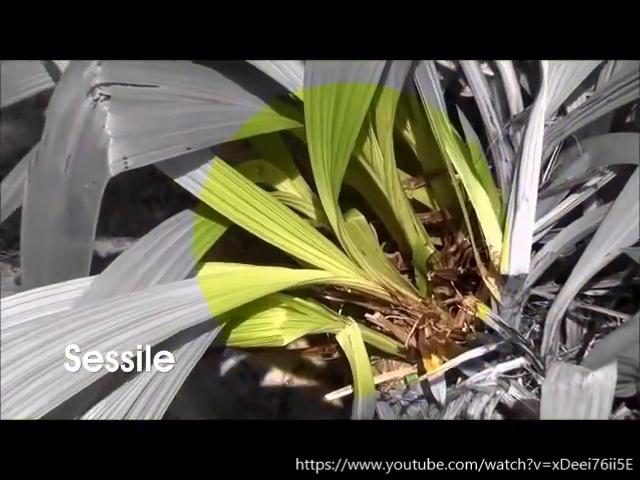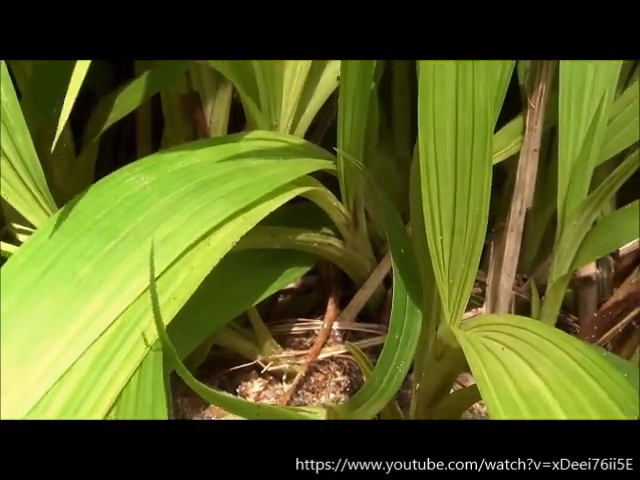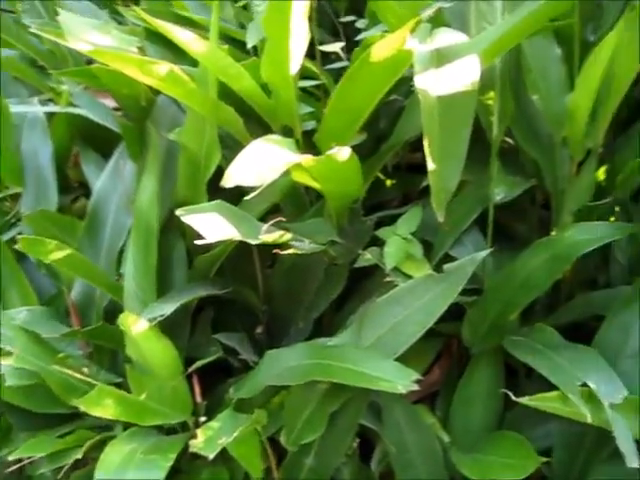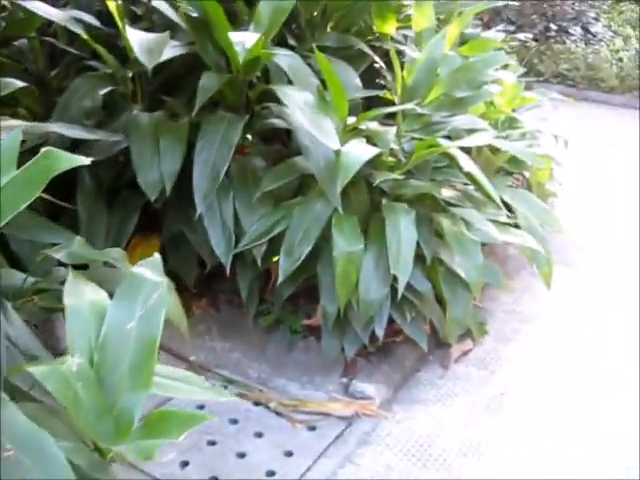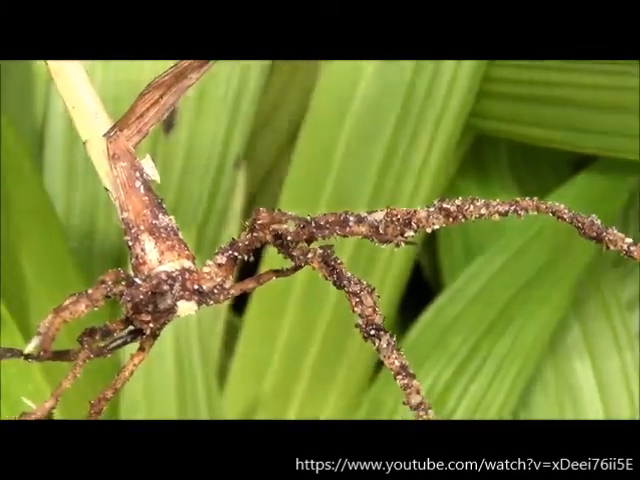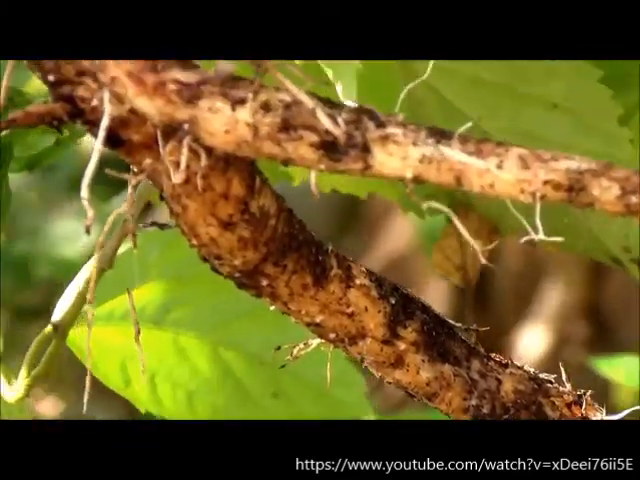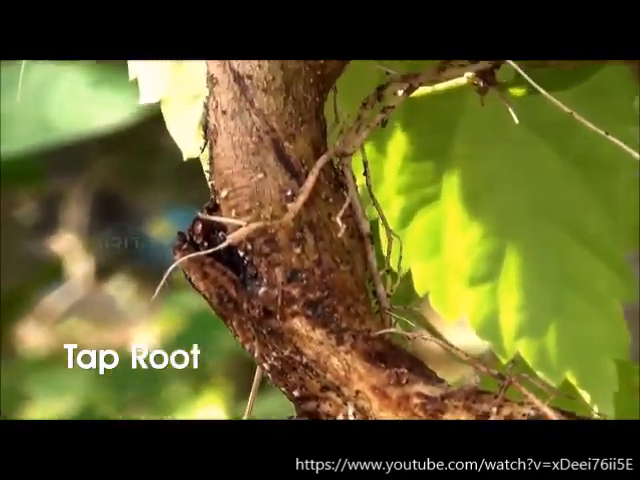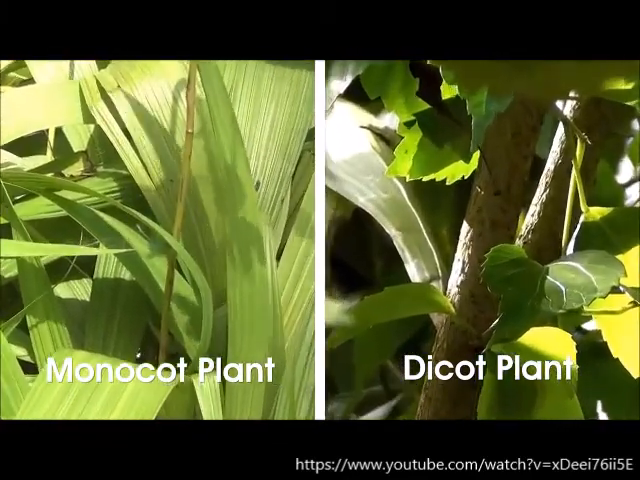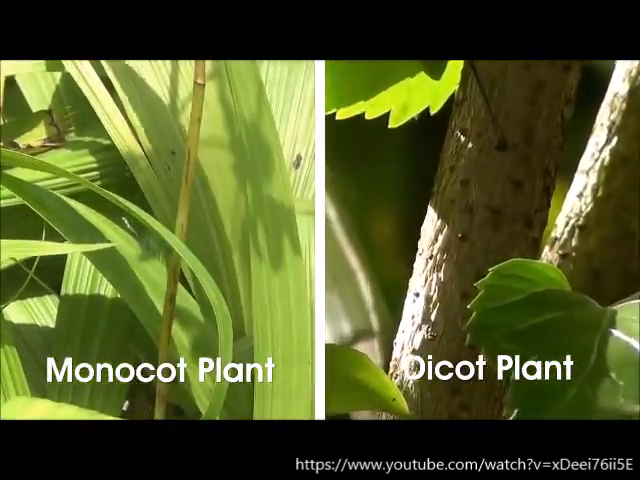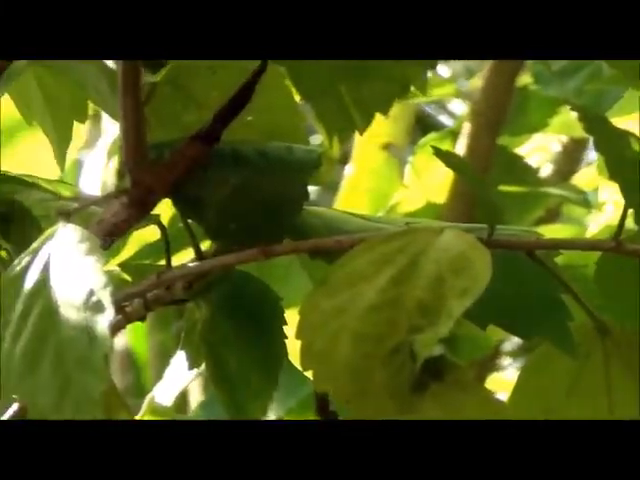When the leaf has no stalk, we call it sessile, meaning the leaf is attached directly by its base without a stalk. The monocot plant has just a bunch of roots. This type of root system is known as the adventitious root. A dicot plant has a taproot system. Let us now move on to the stem. Monocots normally have a weak stem, and dicots have both weak and strong stems.